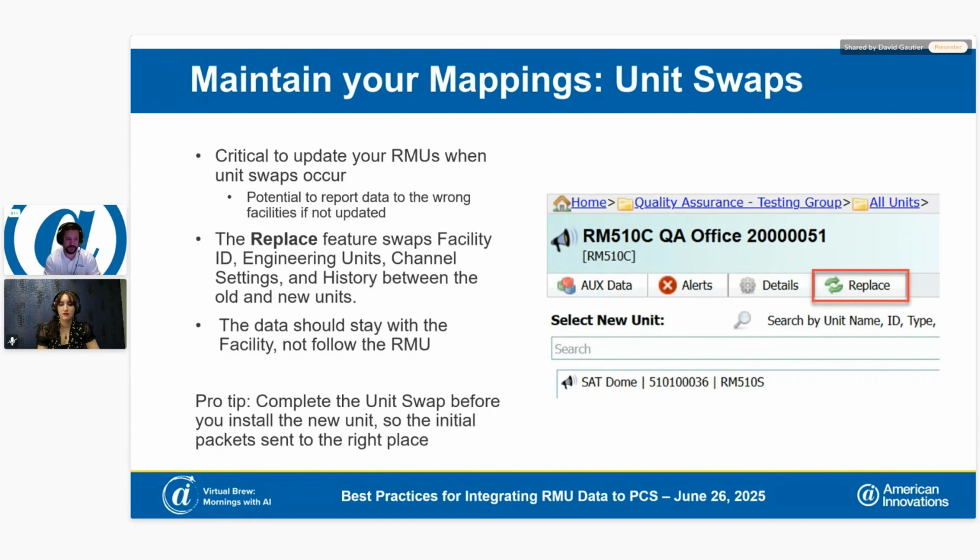And so we have some tools in Bullhorn Web that you can see here. The replace tool is how we do that, and it swaps all the data, makes it super easy. You should definitely do it before you go out to the field though, so that those initial packets that are captured report to the right place.